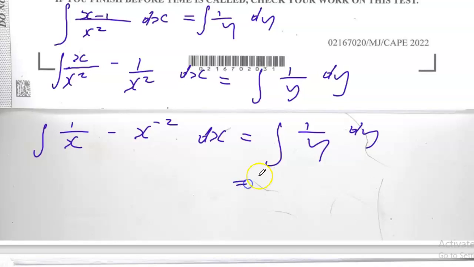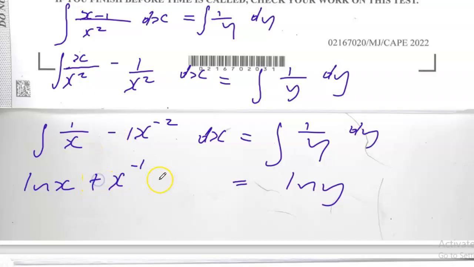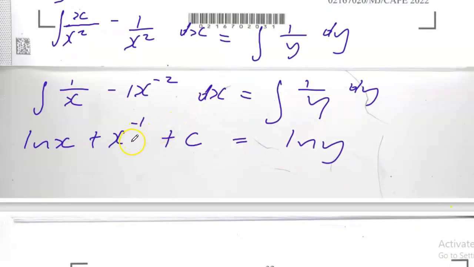So let me integrate 1 over y dy. This is just log y. And integrate 1 over x, that's log x. Integrate this, so add 1 to the power, we get negative 1. Divide by the new power, negative 1. This will actually become a positive. Plus a constant here. So actually, log y is equal to log x plus x to the minus 1 plus c.